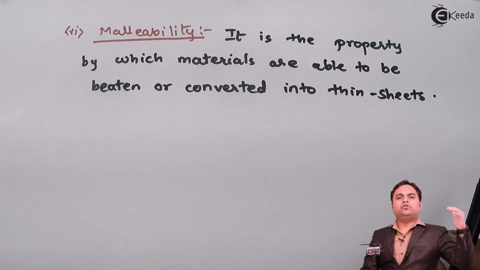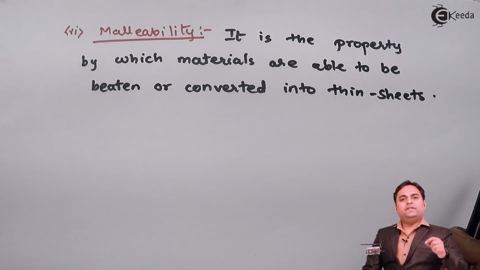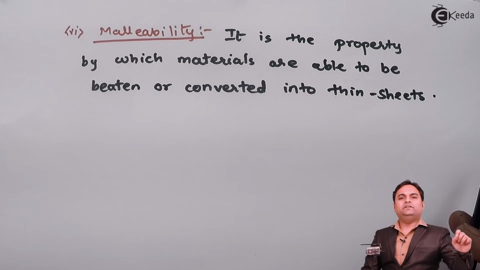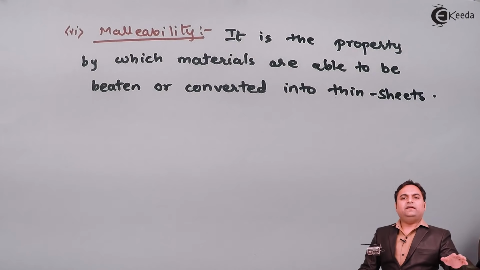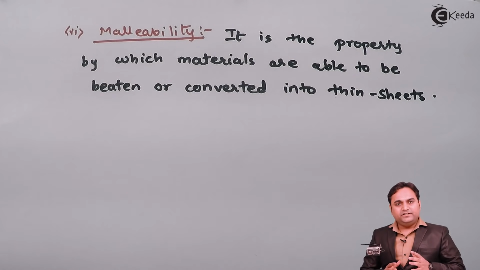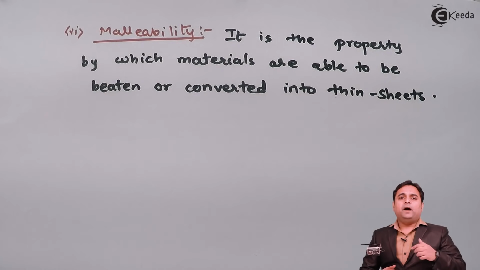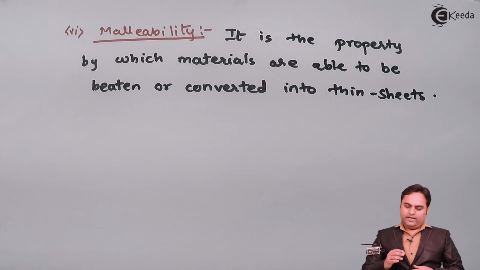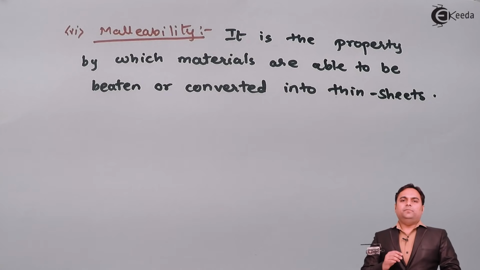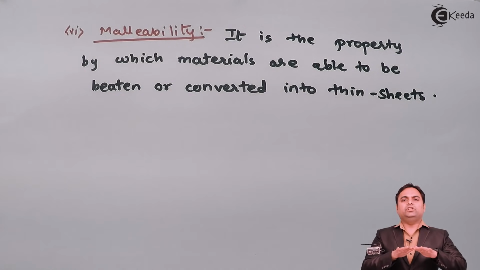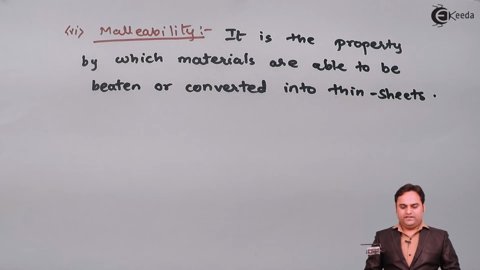See, whatever sheets of metal we are seeing, that metal has the property of malleability. That is why it is converted into sheets. Like I gave you the example of ductility, in ductility the materials have the property by which they can be converted into thin wires. In case of malleability, the materials have the property that they can be converted into thin sheets of metal which we can use in some of the applications.